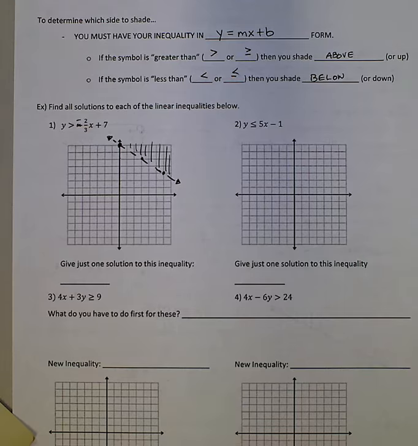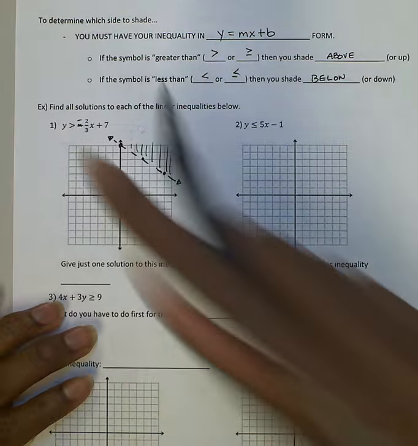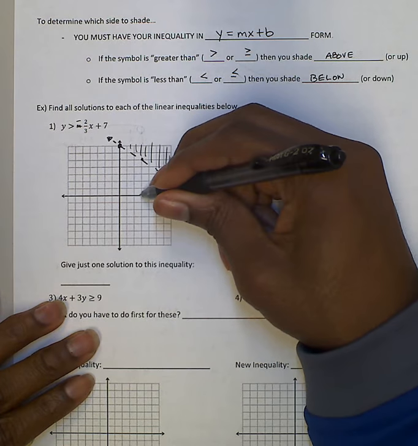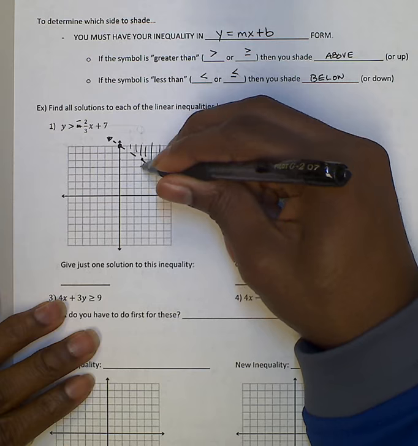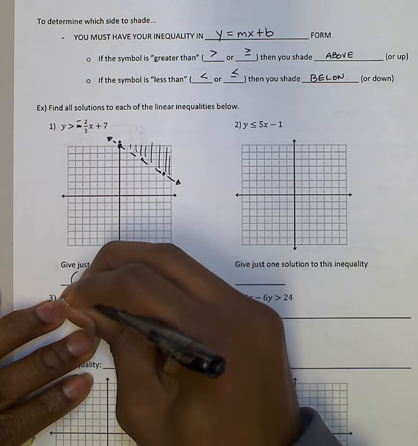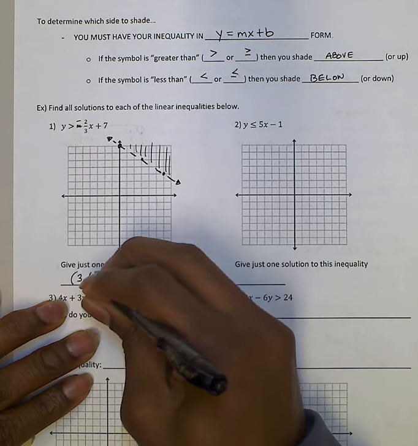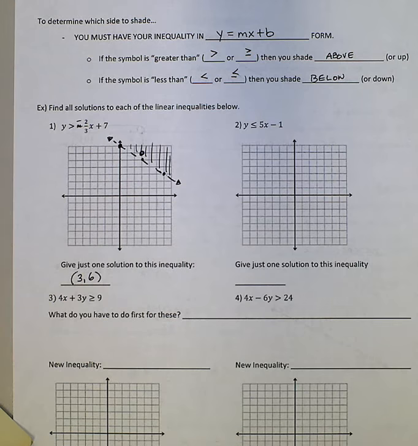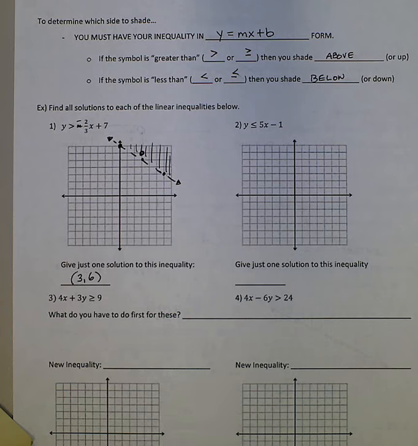Now, this problem says give just one solution to this inequality. That's any point over here, any point in the shaded region. So I'll give a point of (3, 6). 1, 2, 3, 4, 5, 6. (3, 6) is a solution to the inequality because it's in the shaded region. Okay, there's a bunch of answers to that as well. So any other point in the shaded region works.